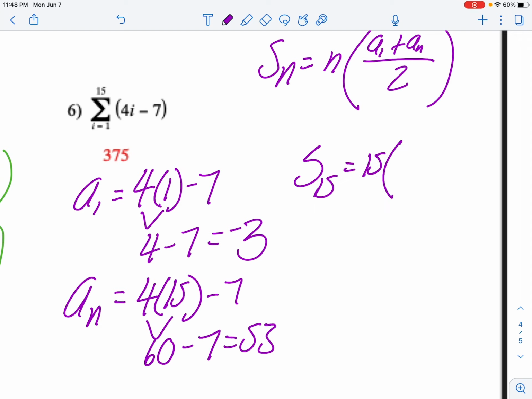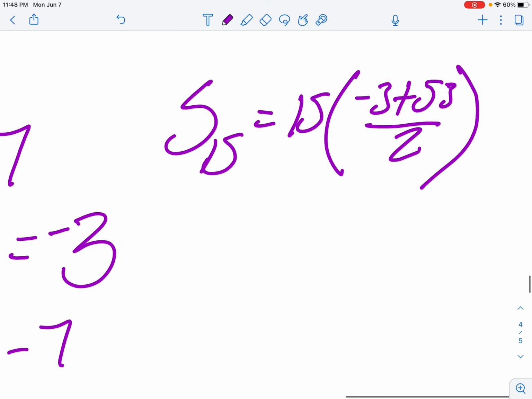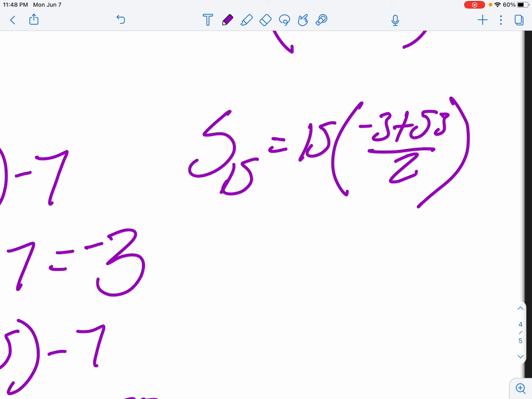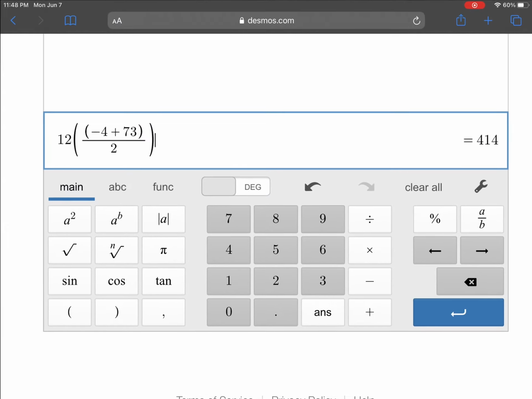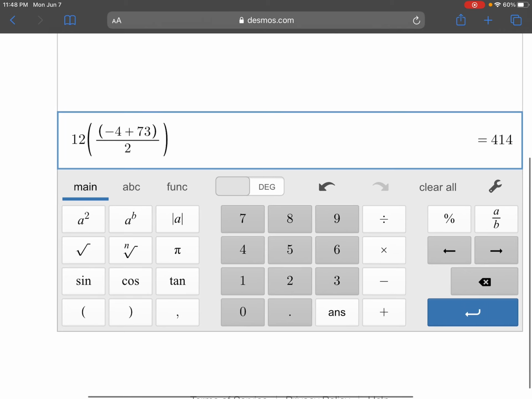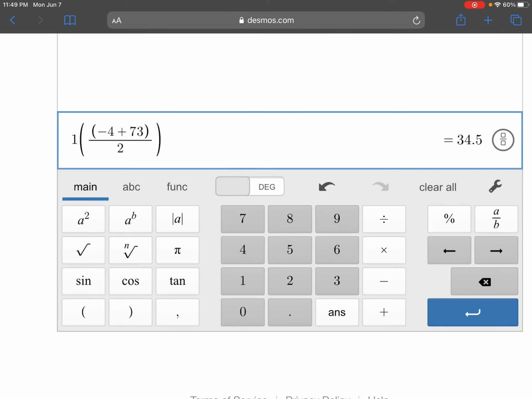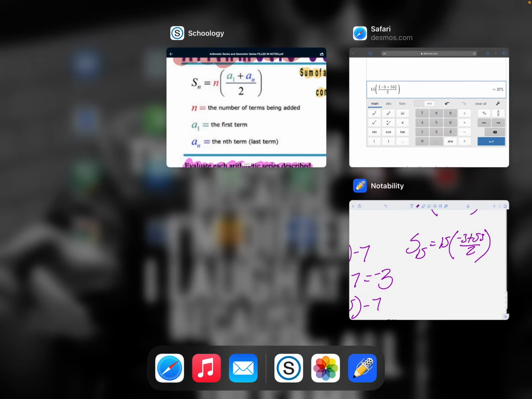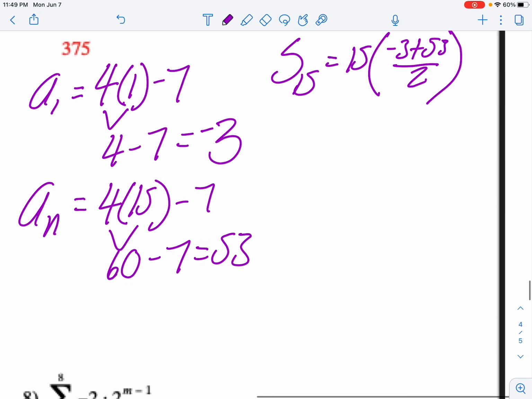The sum of the first 15 numbers is equal to 15 times the first term, negative 3, plus the last term, 53, divided by 2. Let's type that into the calculator. So over here, I'm going to change this to 15. And then this was negative 3, I believe. And this was 53. And I get 375.